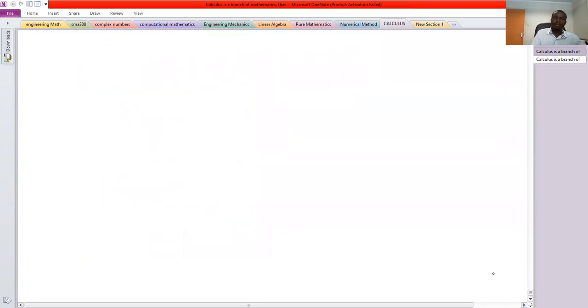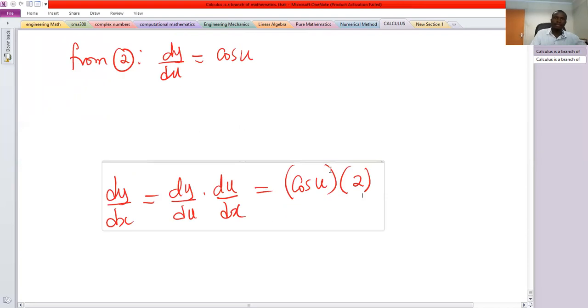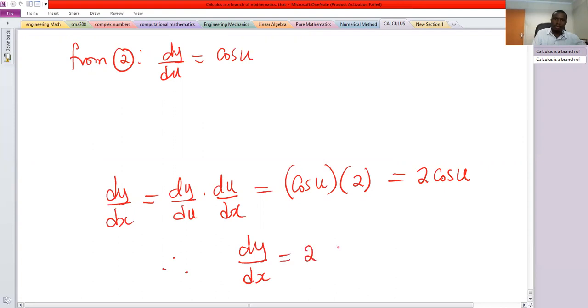Now, dy dx is dy du times du dx. And dy du is cosine of u. Du dx, we have gotten the answer to be 2. So, which is the same thing as writing 2 cos of u. Therefore, dy dx is 2 cosine of u, which is 2x. So that will be the solution.